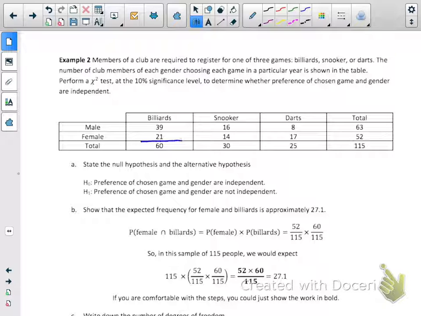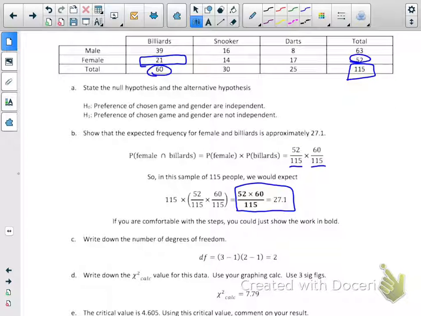So female billiards, again, we're doing a number in the same spot. I didn't necessarily mean for that to happen there. But we've got my 52 total and my 60 total. So 52 out of my 115 and 60 out of my 115. If I multiply that times my total for my expected value, that will give me, as a shortcut, 52 times 60 over 115, which is 27.1. They do want you to show work on that because they are giving you the answer. Where is it coming from? So you could do this shortcut, or if you're more comfortable, you could do it the long way.